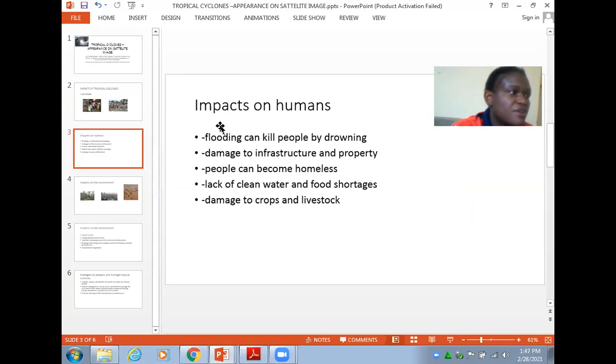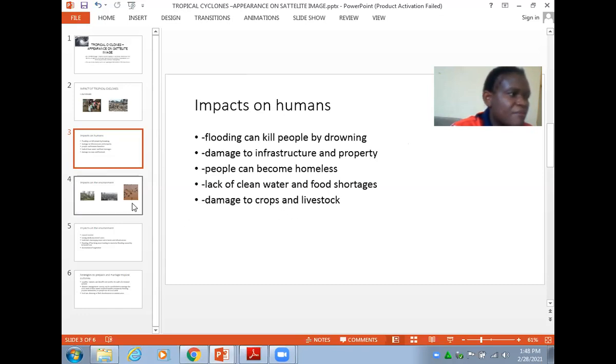Flooding because of torrential rainfall can at times kill people as a result of drowning, especially those who cannot swim. Some can also be injured by this flooding. There is damage to infrastructure and property, as I've highlighted before, and damage to property will also mean that people might become homeless. People might not even have shelter. This will even lead to lack of water, food shortages, lack of medical supplies, and also damage to crops and livestock. So it impacts people in a negative way.